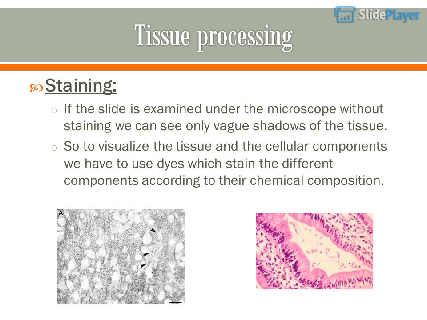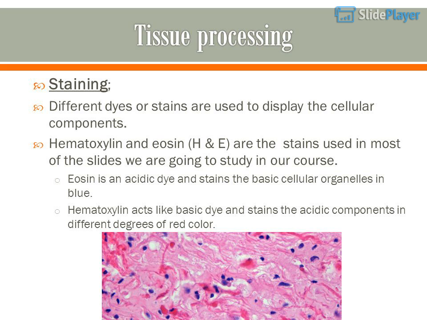Tissue processing, staining. If the slide is examined under the microscope without staining, we can see only vague shadows of the tissue. So to visualize the tissue and the cellular components, we have to use dyes which stain the different components according to their chemical composition.